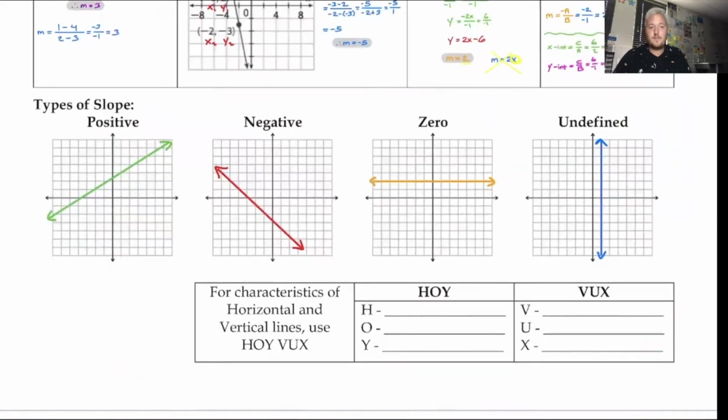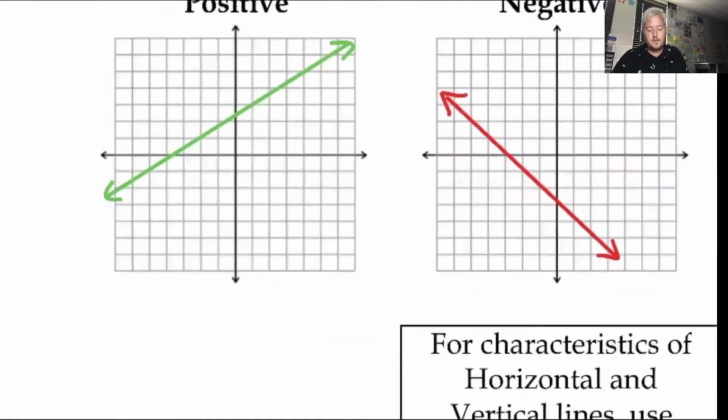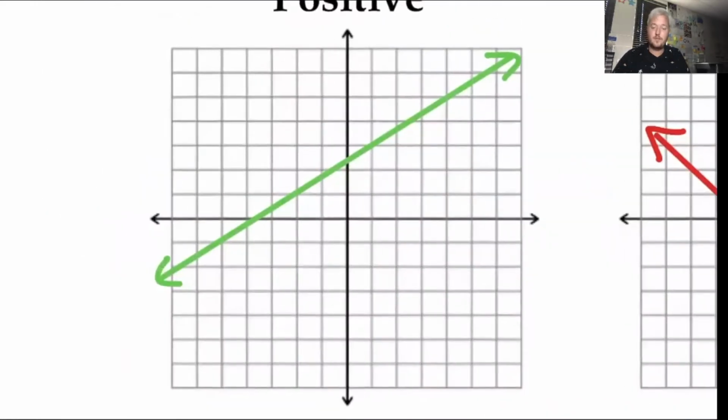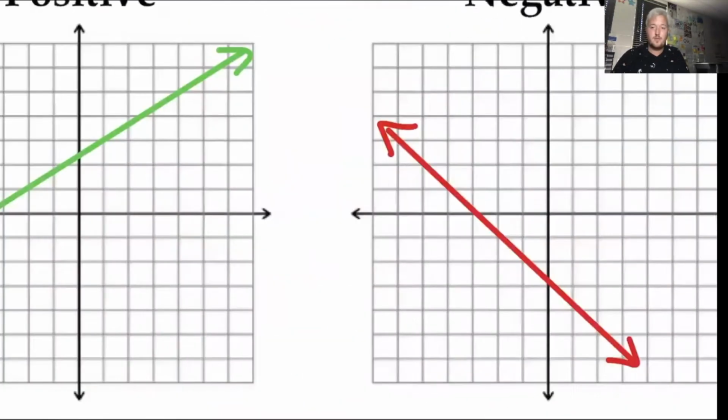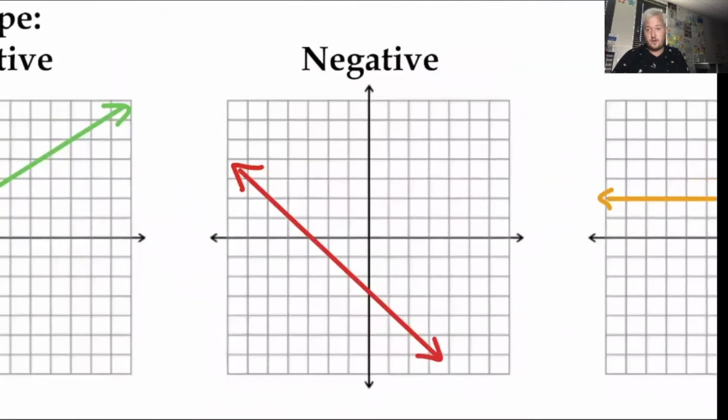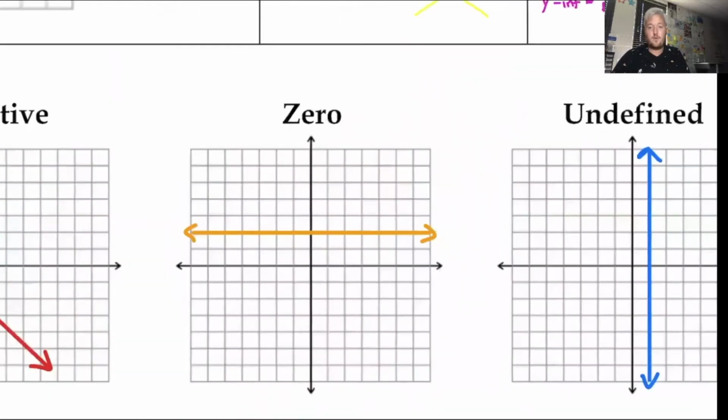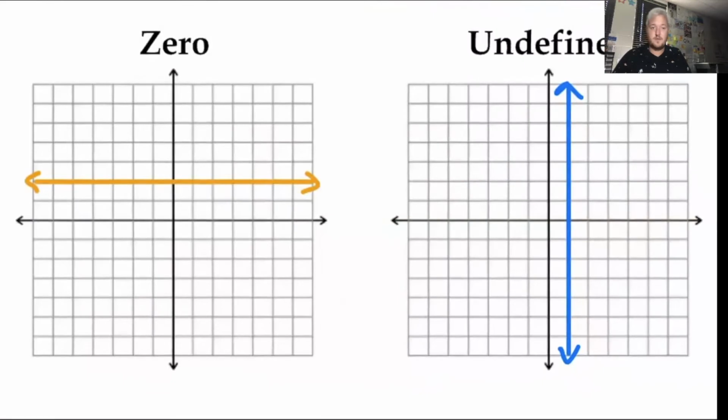So now we have these different types of slopes. We have a positive slope that is going in the top right direction. Then we have a negative slope going in the bottom right direction. And then we have what we call a zero and undefined slope. A zero slope is going to be horizontal, whereas undefined is vertical.